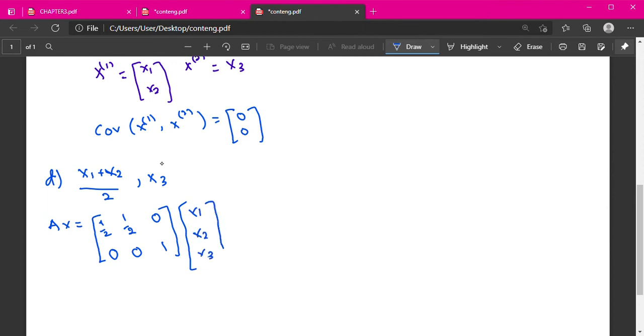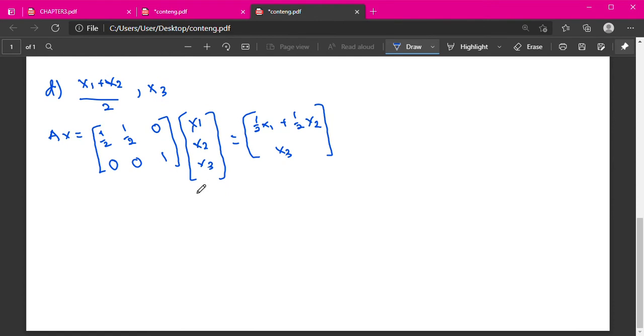Ini adalah linear combination. Bila you multiply balik you punya matrix ni, you akan dapat matrix of 2 by 1, which is 1 over 2 X1 plus 1 over 2 X2 dan X3. Tetap. Okay, so kita akan dapat balik yang ni. So this matrix AX.